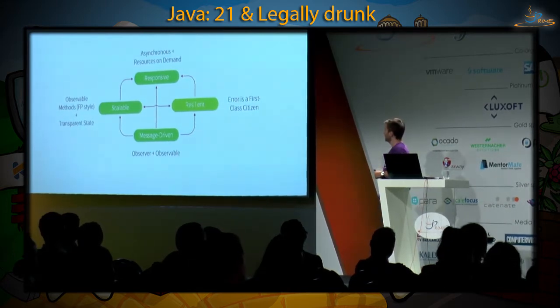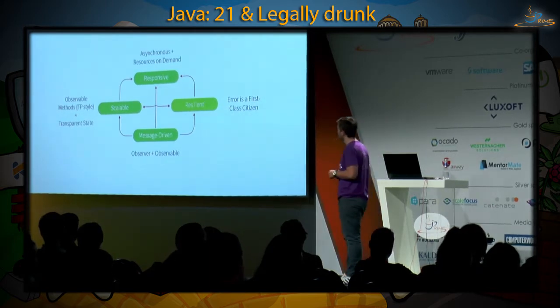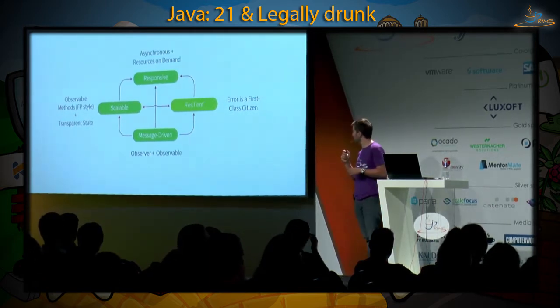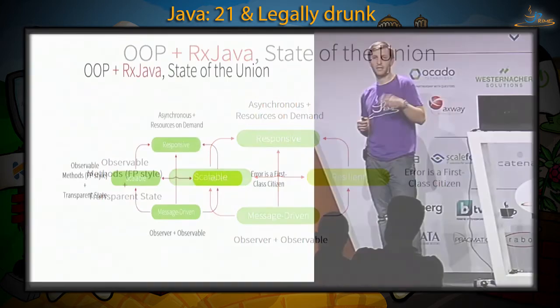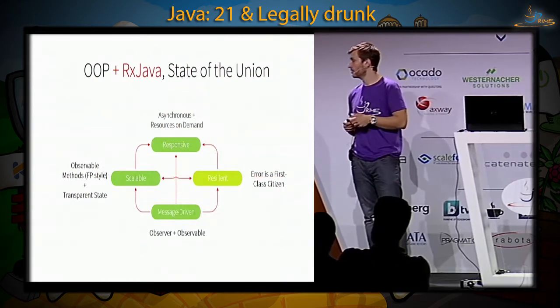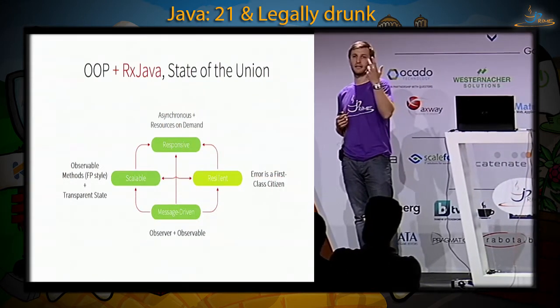And this is it. Now, let's do a recap one more time. In order to tackle messaging communication, we introduced observable and observer. In order to tackle scalability, we introduced a bunch of observable FP style methods, and we introduced the notion of transparent state through streams of messages. In order to tackle resilience, we simplified error handling for the client, and we made error a first-class citizen.